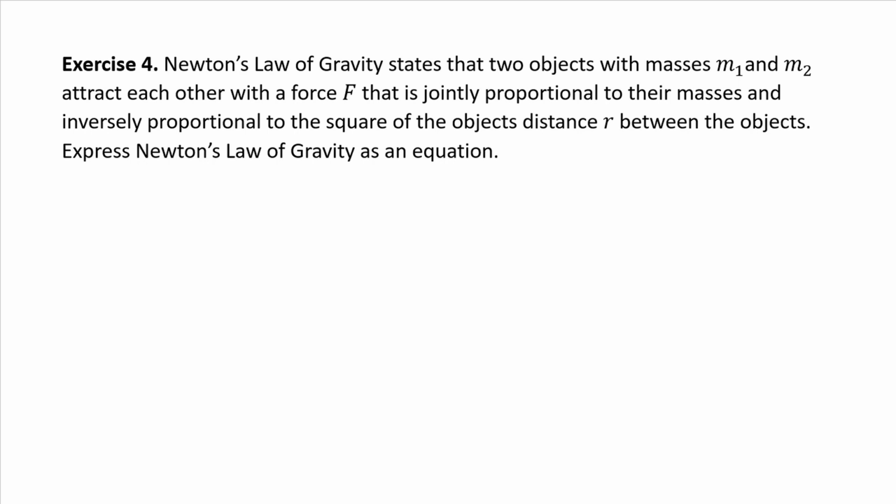Using the definitions of joint and inverse variation and the traditional notation for G, we express this as F, the force, is equal to G, the constant of proportionality or the gravity, times the quantity, the masses m1 m2, divided by, and for the inversely proportional, the distance r squared.